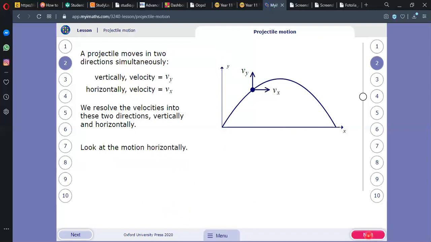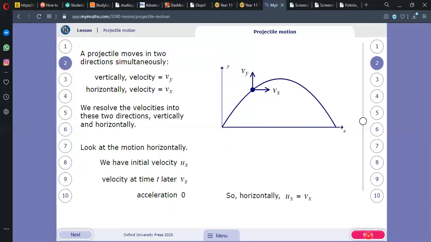All right, let's look at the motion horizontally. We're going to have the initial velocity to be ux now, and then the final velocity, or the later velocity, to be vx. Acceleration is 0. Remember that, guys? We discussed it earlier on. So horizontally, if acceleration is 0, the final velocity and the initial velocity are the same. That means the velocity along the horizontal is always the same. It doesn't change. So initial and final, or at any point in time horizontally, will always be equal to each other.